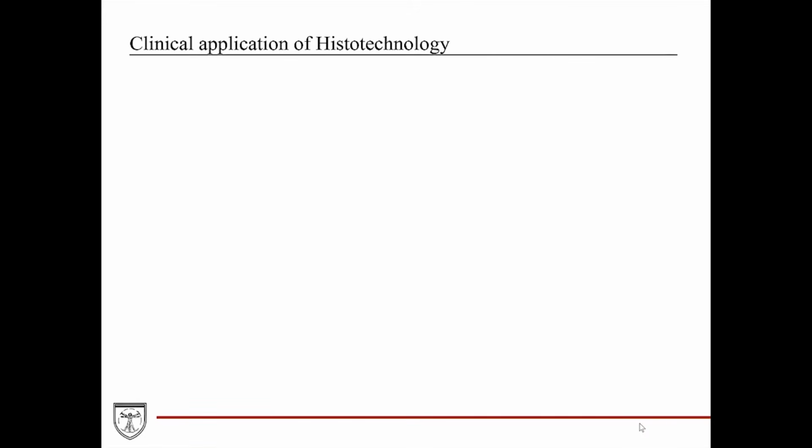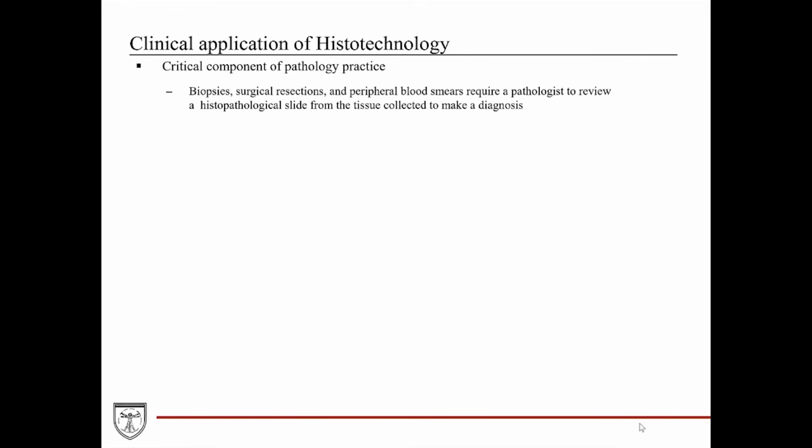Histotechnology and microscopy have huge clinical applications, especially in the field of pathology. Pathology is the study of diseases and the practice of making diagnoses from observing the tissues that have been taken out by biopsies or surgical resections and even peripheral blood smears. Sometimes the pathologists will order some additional studies such as immunohistochemistry or immunofluorescence when a tissue is kind of ambiguous and they need a little more data to confirm a diagnosis.